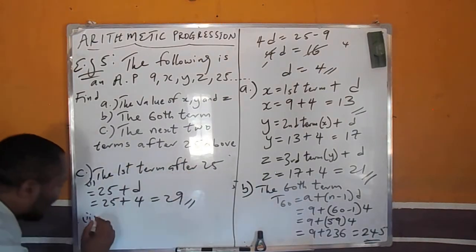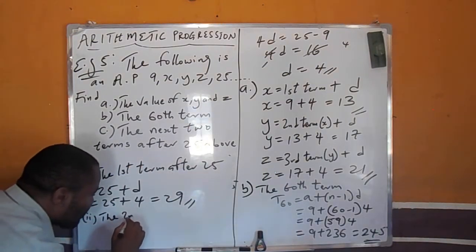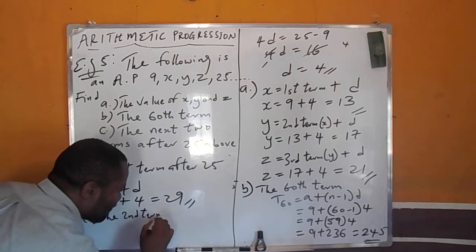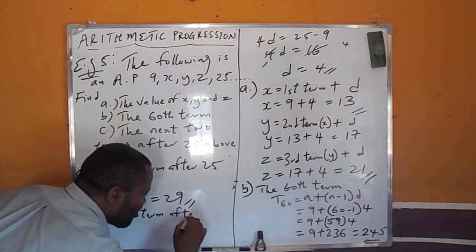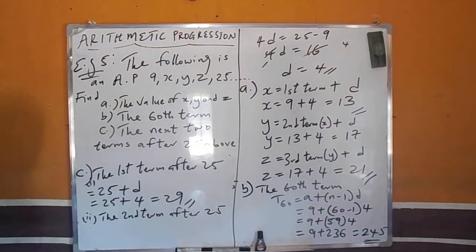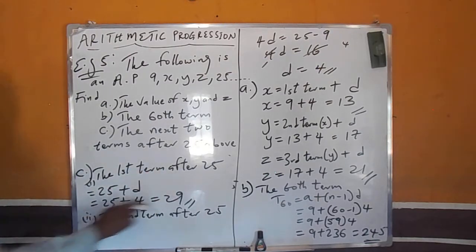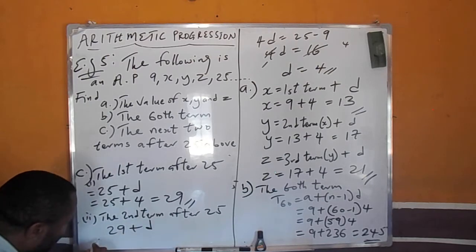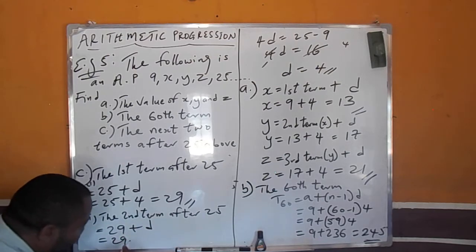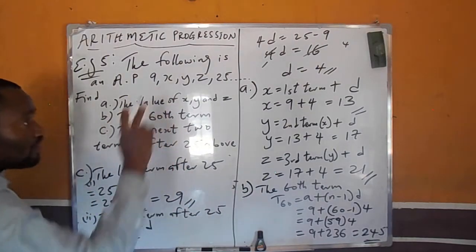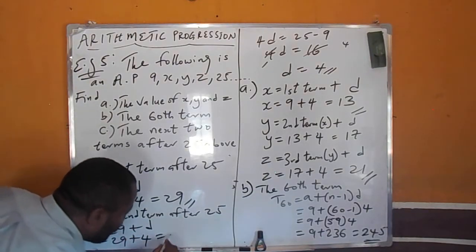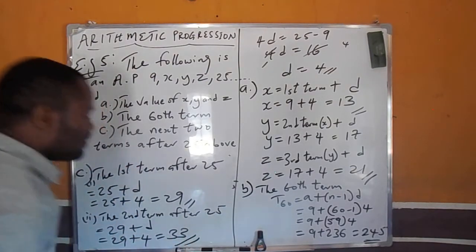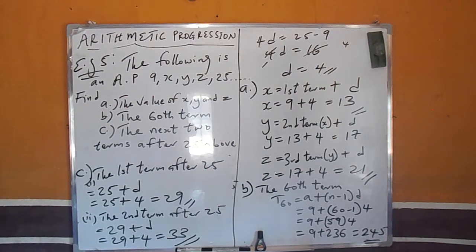The second term after 25, the next one is 29. You now say 29 plus D, which equals to 29 plus 4, equals 33. So this is our answers to this question.